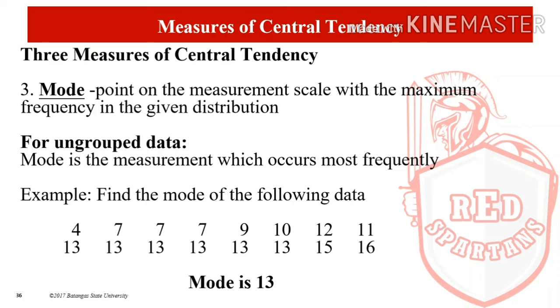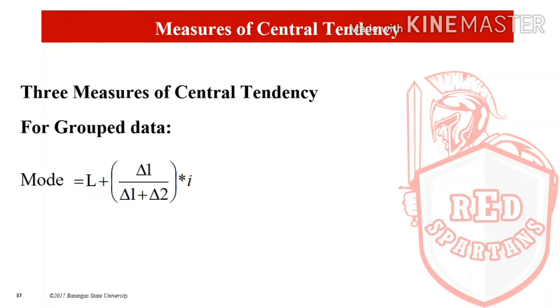Then, kapag naman, for example, yung 7 na data natin ay 6 din, then 6 din yung 13, ibig sabihin, dalawa yung ating mode, 7 at 13. Then, siya naman ay bimodal. So, paano naman yung pagkuha ng mode kapag grouped data? Yung formula na gagamitin natin, mode is equal to L plus delta 1 over delta 1 plus delta 2 times the class interval.